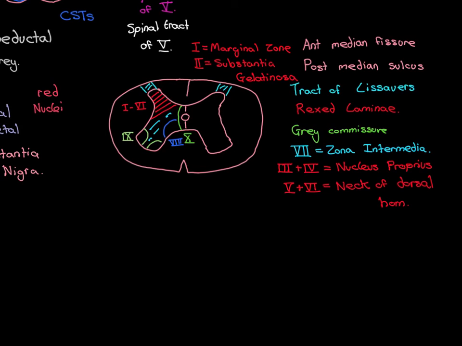Okay, so we'll have a break here. In the next video, we'll have a look at where the axons of these second-order neurons in the trigeminal sensory nucleus are actually going to go, and that's the trigeminal thalamic tract.